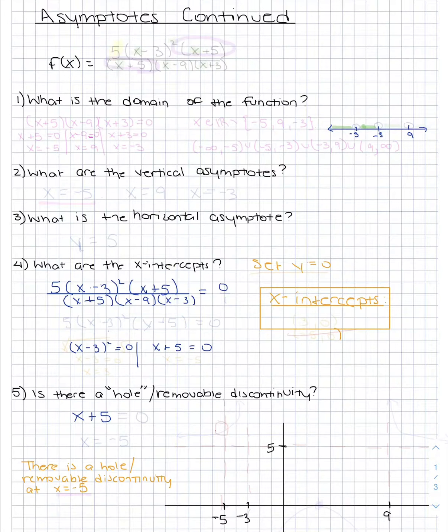So we're going to continue talking about asymptotes, and let's say we're looking at a function f of x equal to 5 times (x minus 3) squared times (x plus 5), all over (x plus 5) times (x minus 9) times (x plus 3). Okay, so what we want to think about are essential questions.